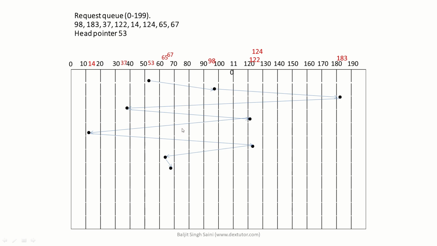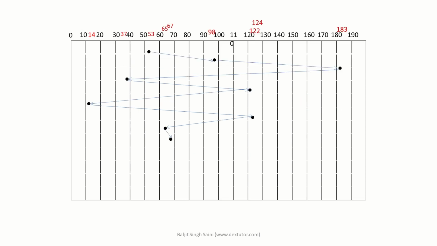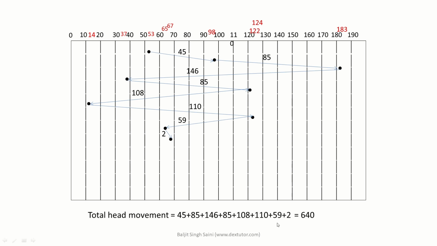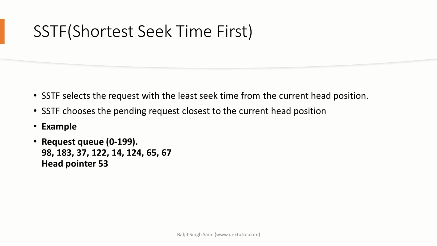This path is very long. We calculate the difference between two requests, that is 45, 85, 146, 85, 108, 110, 59 and 2. We calculate the sum of all these differences, that is 640. 640 is the total head movement. Remember this number: in FCFS, for this example, the head movement is 640.